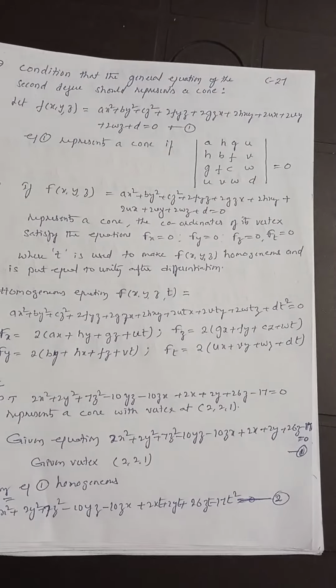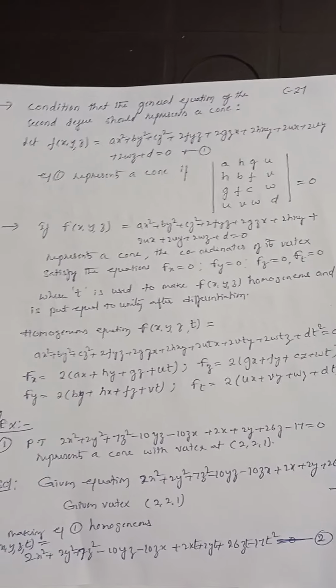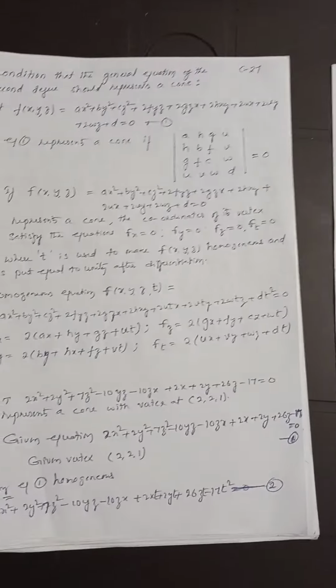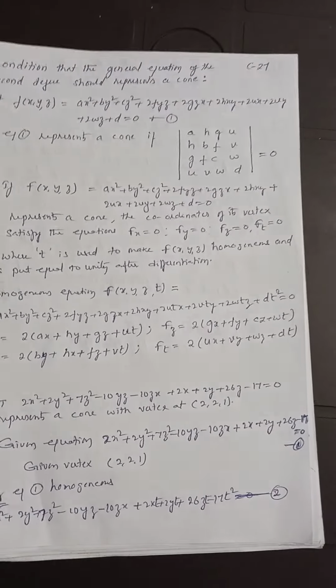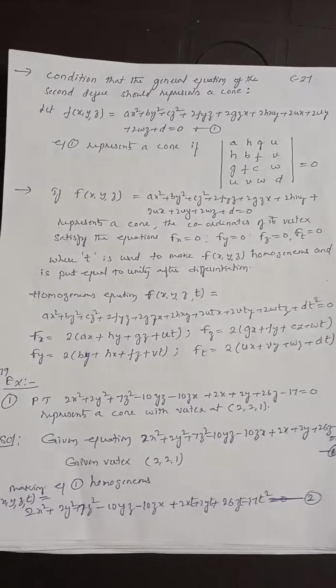It is a 4 by 4 determinant: a, h, g, u; h, b, f, v; g, f, c, w; u, v, w, d is equal to 0. If the determinant is equal to 0, then we can say that the given quadratic equation in x, y, z represents a cone. Now while doing problems we don't apply this formula.